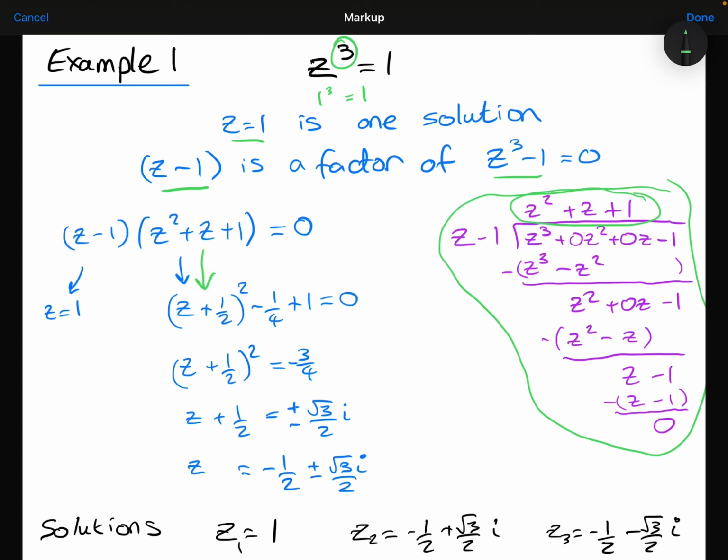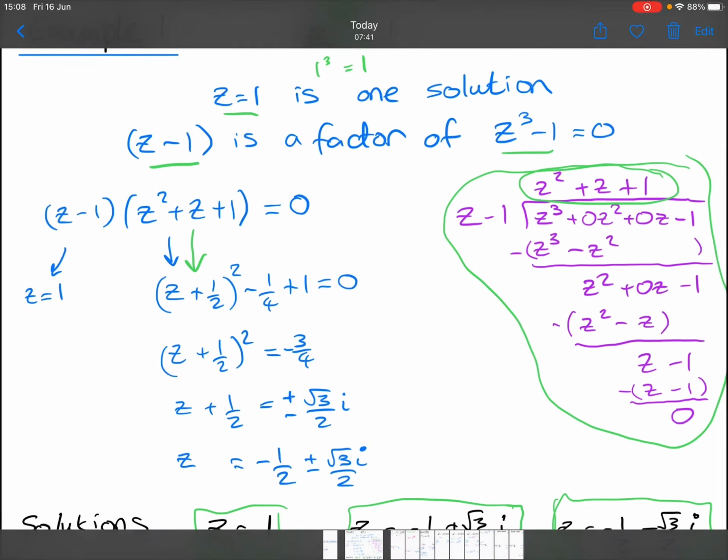I've then solved the equation to work out the other two solutions by completing the square. You could use the quadratic formula if you prefer. So the three solutions to z cubed equals 1 are 1, minus a half plus root 3 over 2i, or minus a half minus root 3 over 2i. Now let's have a look at the shortcut.